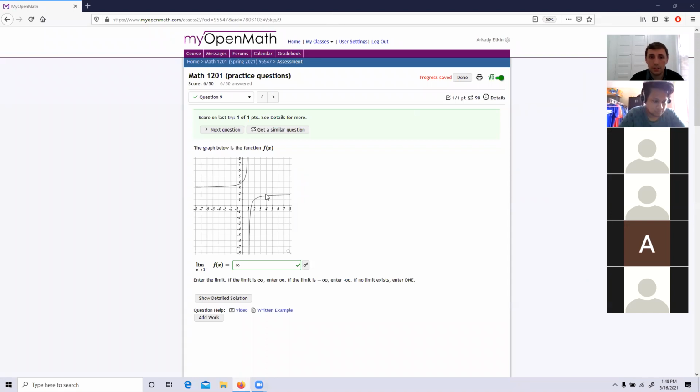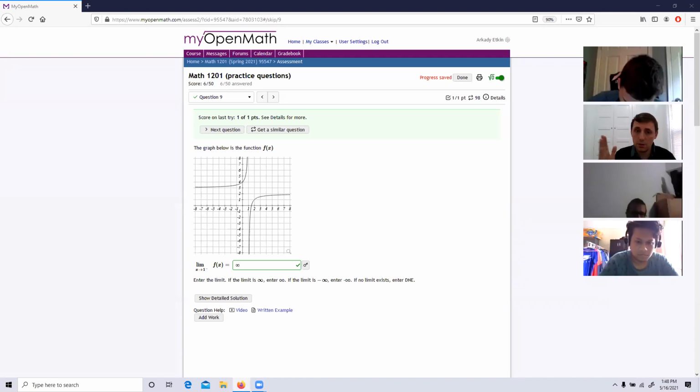So the x coordinate is going to 1, but the actual question is about f of x. What's the limit of f of x? So f of x is the y coordinate. It's y equals f of x when you draw a graph. So the limit of the y coordinate is infinity. The limit of the x coordinate is 1, sure. X approaches 1, but the y coordinate is what we're asked about. It's approaching infinity.